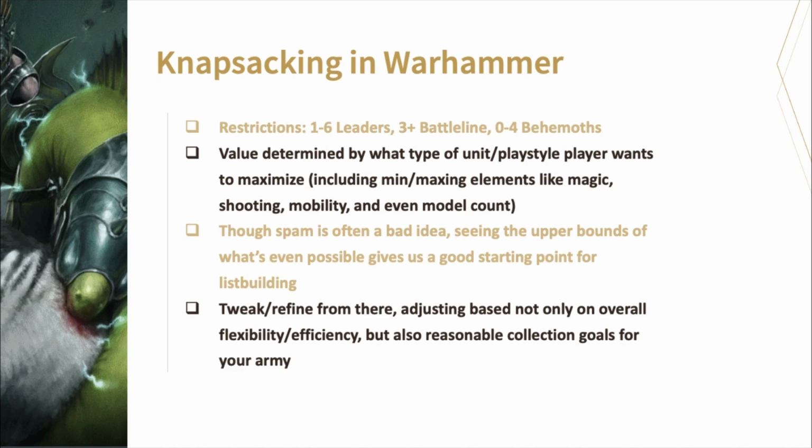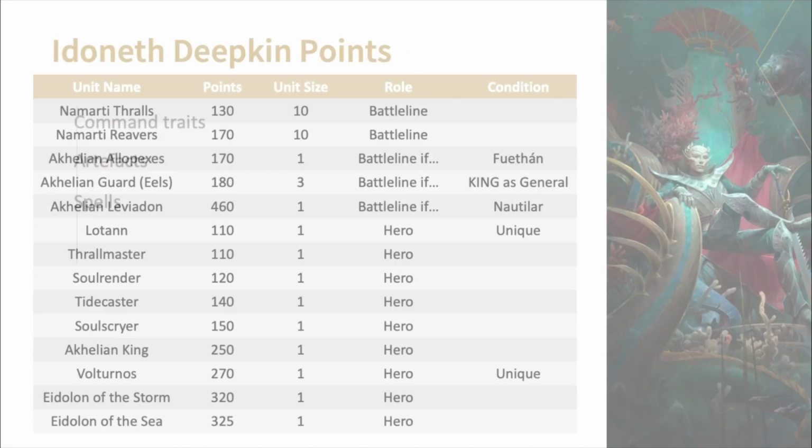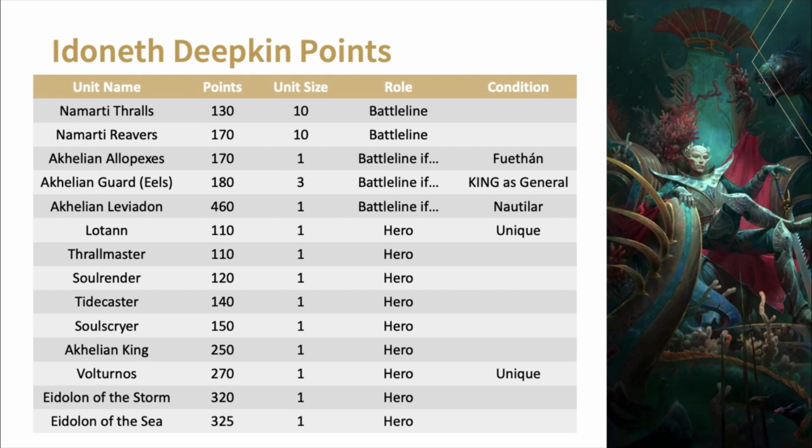So let's move on to the actual case study of Idoneth here. This is a breakdown of all of the relevant units I wanted to talk about in the Idoneth Deepkin army. I've listed first the 5 battle line in ascending points cost, and then we've got ascending points costs for the remaining units, all of which here are heroes.